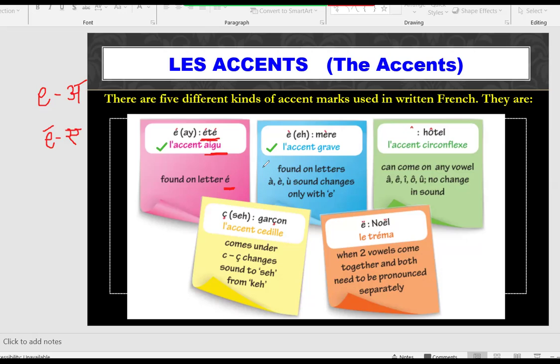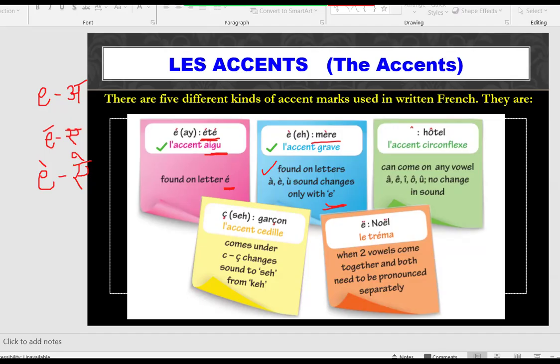this is found on letters A, U, but the sound changes only with E. Now when I put accent grave on the letter E like this, just above the letter, the sound changes to A. मतलब something like this, बड़ा A. Okay. So how will we read this word with accent grave? Very good.